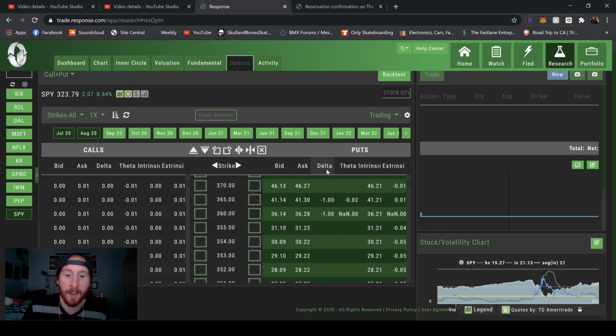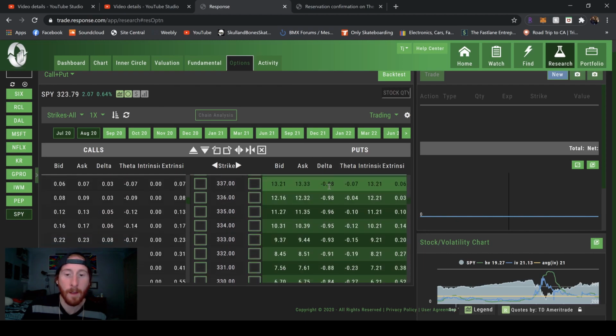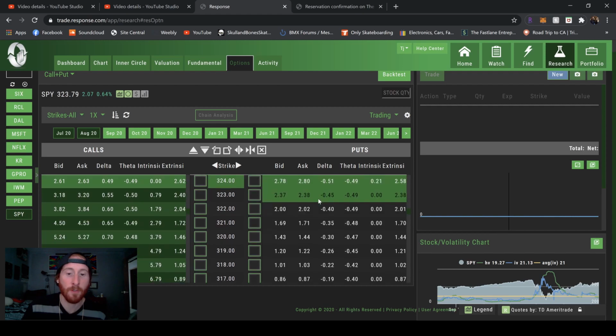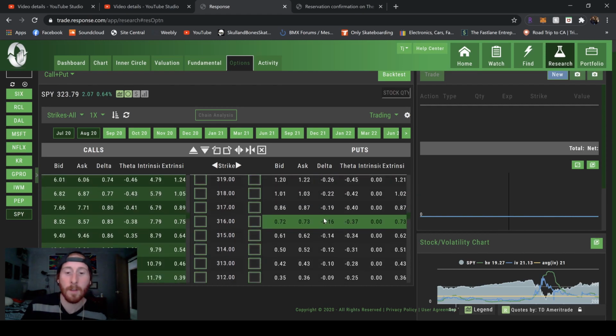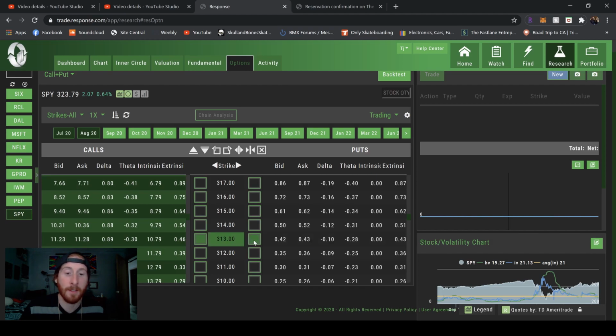And then right here is the deltas, okay? So right now we're at 323.79. And if we continue to scroll down, look at that. What you've got to do is subtract this number from 100, and that is your success ratio. So the 313 has a 90% success ratio. So I'm 90% likely to win this trade at the 313.